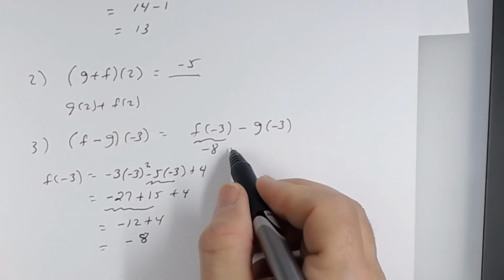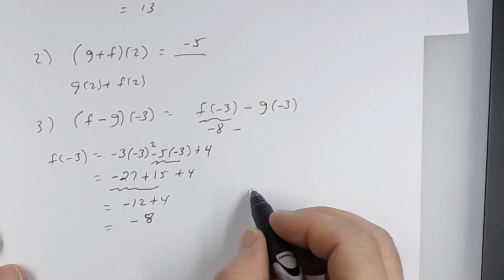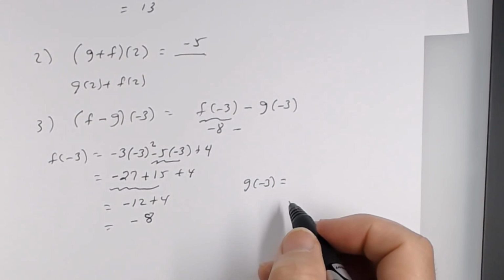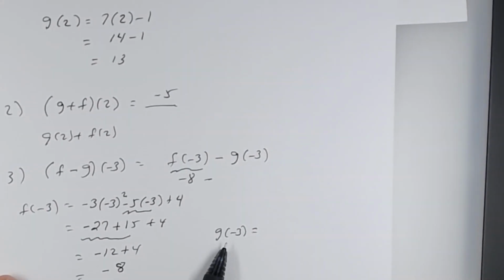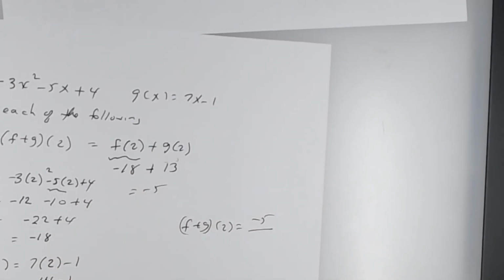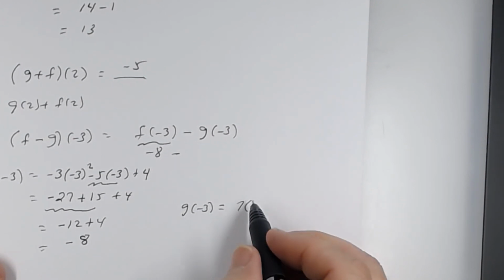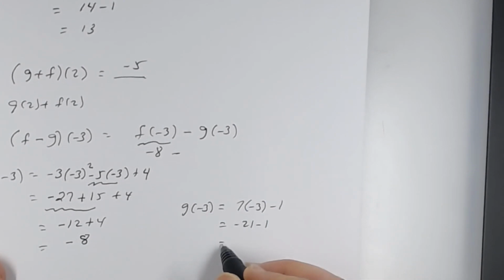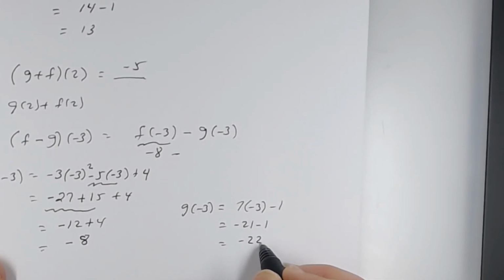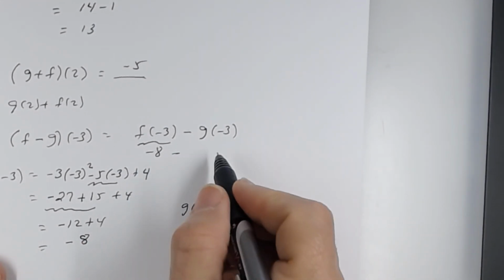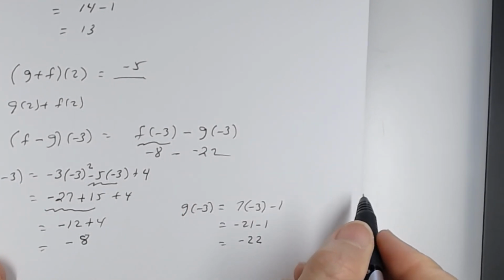Now we have to find g of negative 3. So let's find g of negative 3. This time, remember, which function do I go to? G. So g was that linear function, 7x minus 1. So you're going to say 7 times negative 3 minus 1. So that's negative 21. Subtract 1, which gives me negative 22. So now I have negative 8 subtract negative 22.